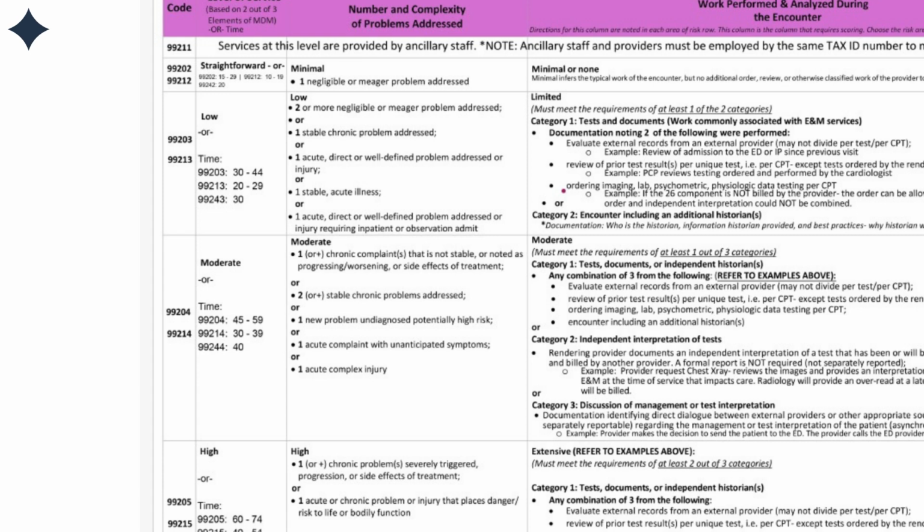One undiagnosed new problem with uncertain prognosis: a problem in the differential diagnosis that represents a condition likely to result in a high risk of morbidity without treatment. Now look at the term one acute illness with systemic symptoms. It means an illness that causes systemic symptoms and has a high risk of morbidity without treatment.